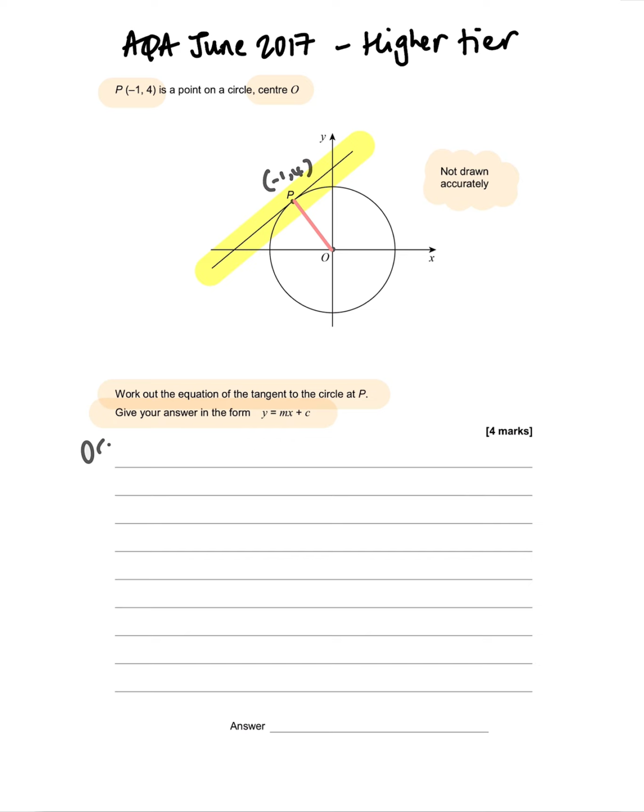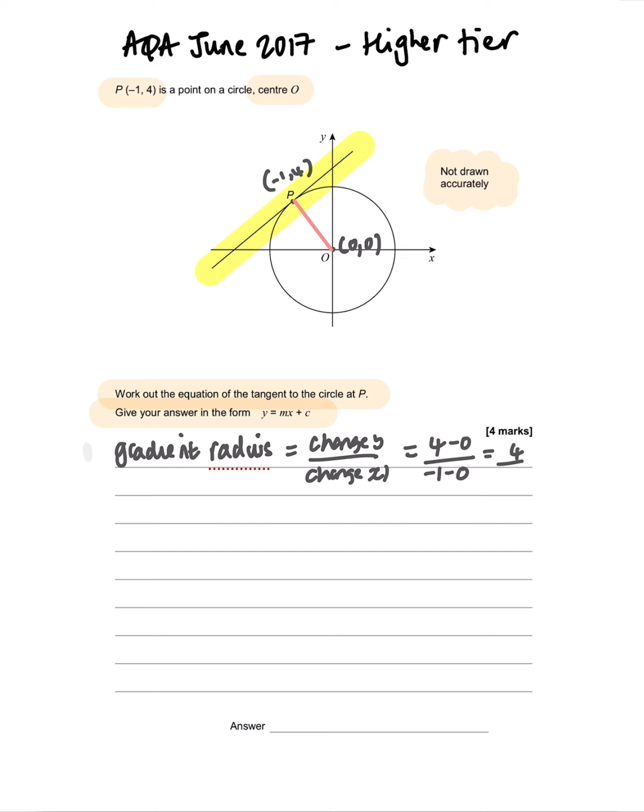Okay, so we want the gradient of the radius. We're doing change in y over change in x. So this radius is going from the centre of the circle, which is 0, 0, to the point P, which is at the circumference of the circle, and it's at -1, 4. So the change in y is 4 subtract 0. The change in x is -1 subtract 0. So it's 4 over -1, which is -4. That's the gradient of the radius.